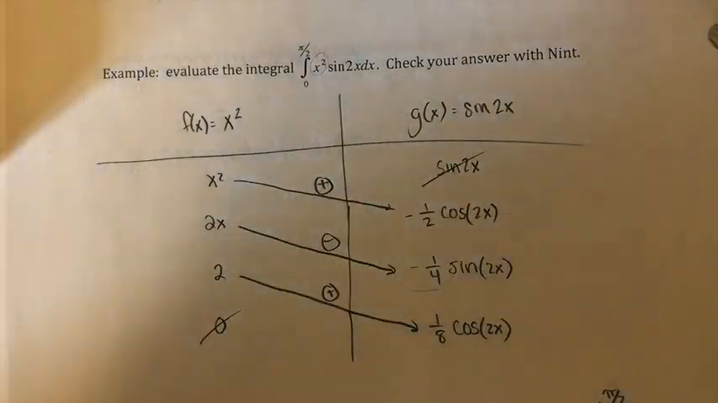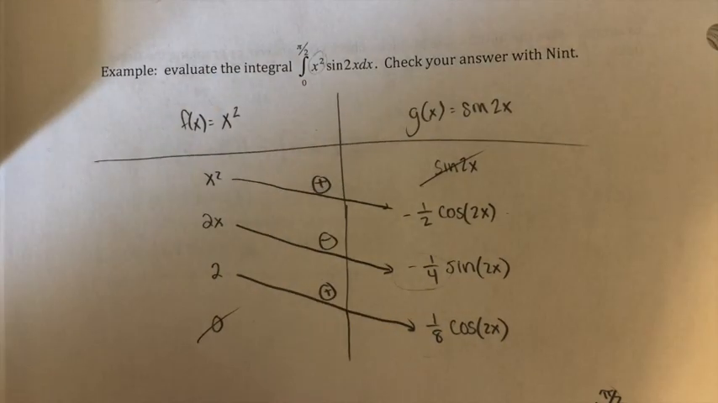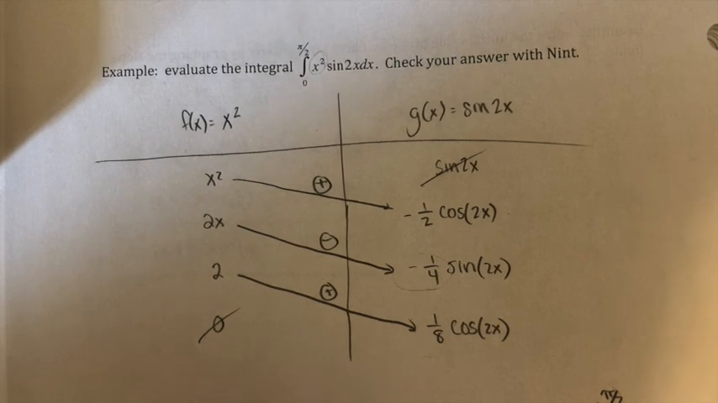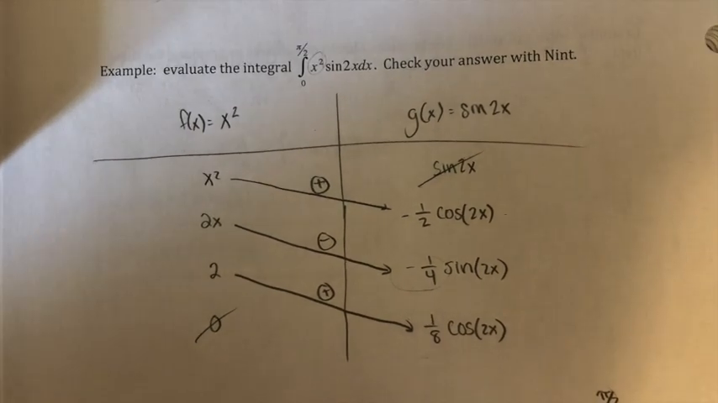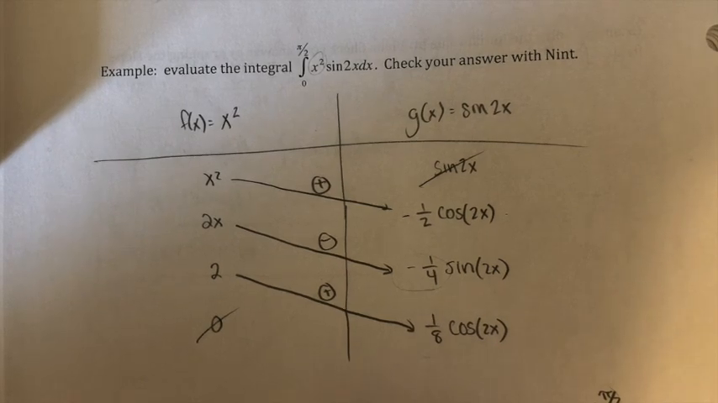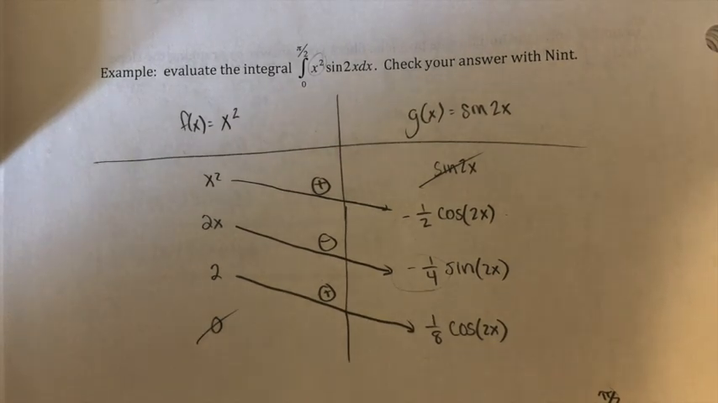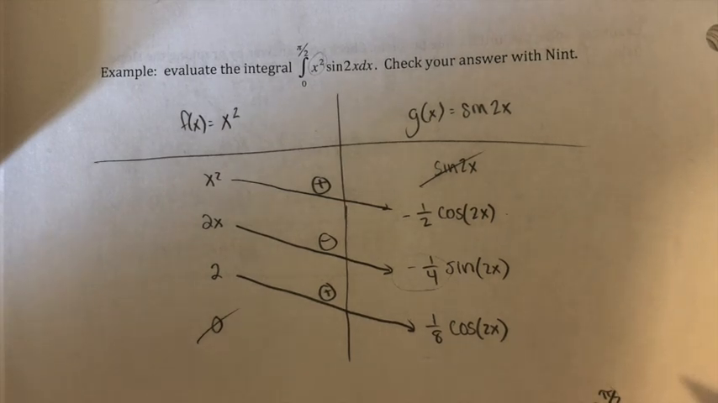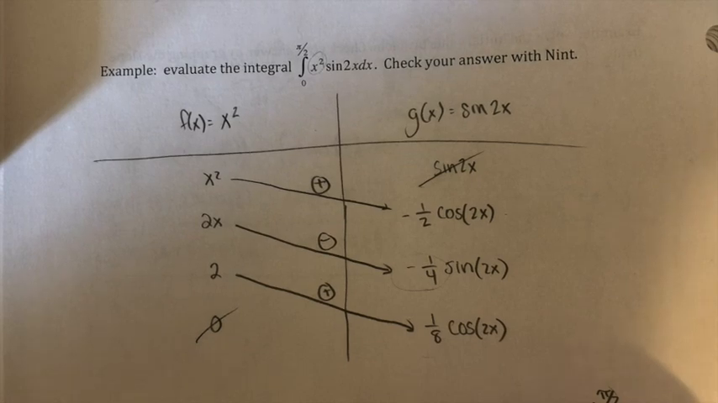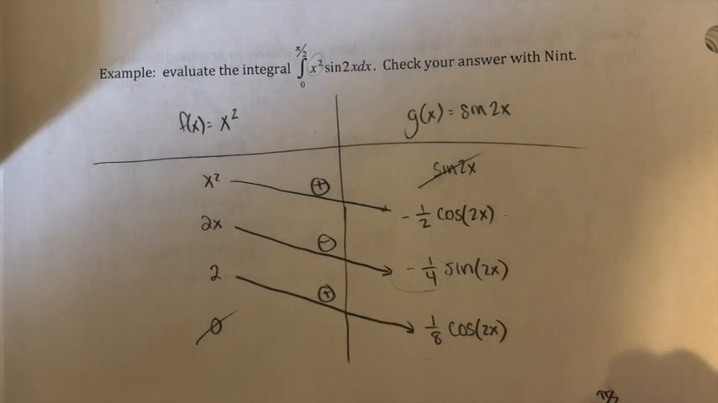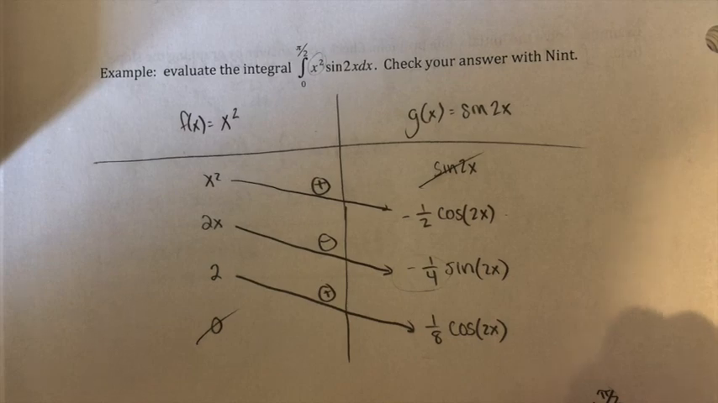So I'm going to simplify a little bit first. This is going to be negative 1/2 x squared cos of 2x minus, oh, except that's going to turn into a plus. So then 2/4 is the same as 1/2 x sine of 2x, and then plus 2 times 1/8 is 1/4 cos of 2x. And that whole thing we're doing from 0 to pi over 2.